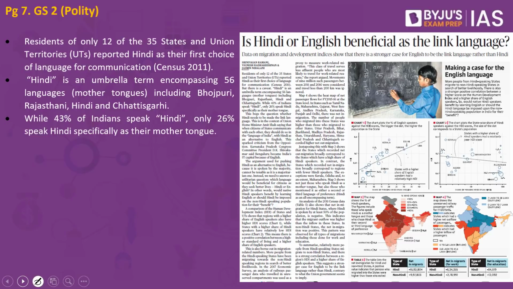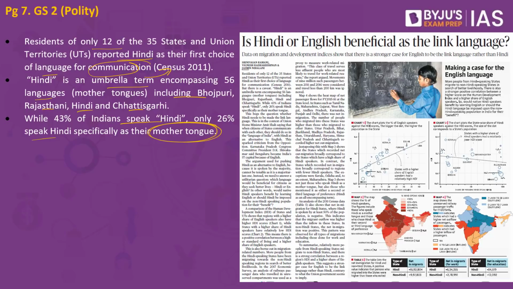If we have to consider the statistics, residents of only 12 of the 35 states and union territories reported Hindi as their first choice of language for communication according to Census 2011. Hindi is an umbrella term encompassing about 56 languages including Bhojpuri, Rajasthani, Hindi and Chhattisgarhi. While 43% of Indians speak Hindi, only 26% speak Hindi specifically as their mother tongue.